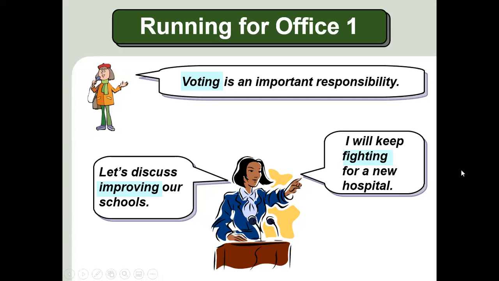Take a look at this, running for office one. Voting is an important responsibility. El voto es una responsabilidad importante. No me vaya a decir votando. No. Let the schools improve in our school. Okay, let the schools improve in our school. ¿Discutamos el qué? Mejoras. Las mejoras de la escuela.